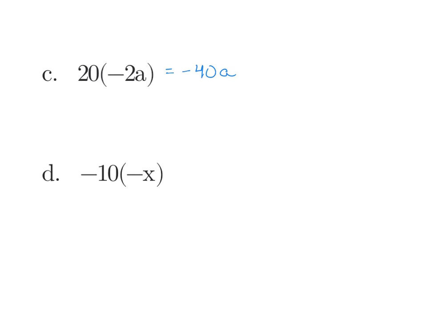We keep our variable. And for the last one, D, negative 10 times minus x, remember that this minus x is technically negative 1x. And so if we multiply negative 10 times negative 1, we get positive 10. We keep our variable. Okay, so then let's look at some problems that actually do involve distribution.